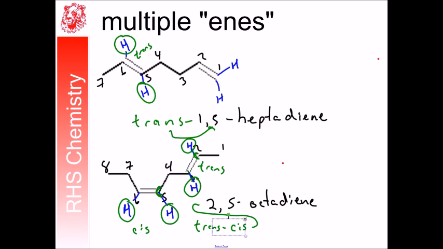Okay, so write it out a little bit better. We'd have trans, comma, cis, dash, 2,5-octadiene.